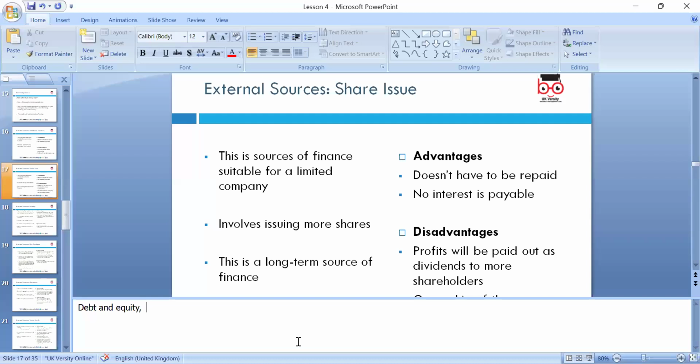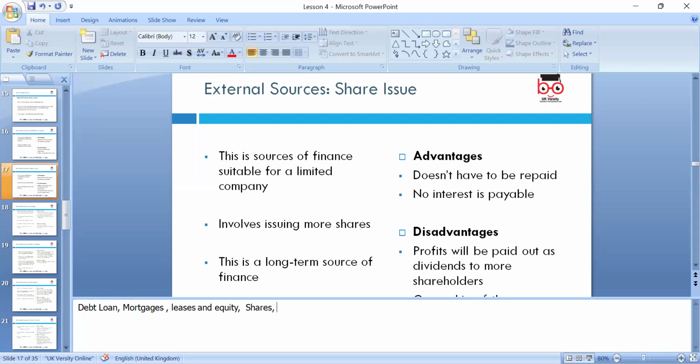We can categorize them. Debt means a loan, like a mortgage, like leases. We can look at mortgages and leases, and equity means shares.